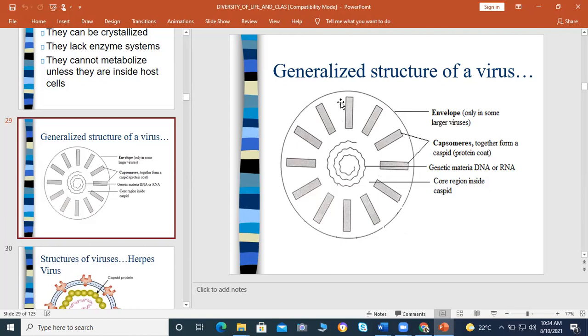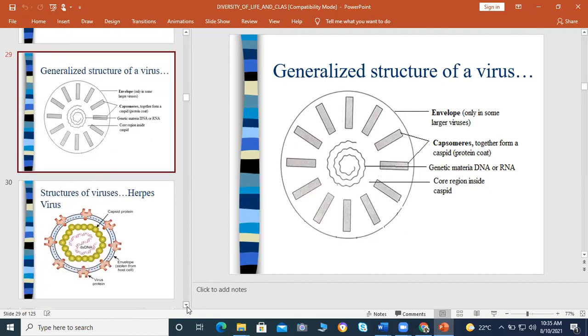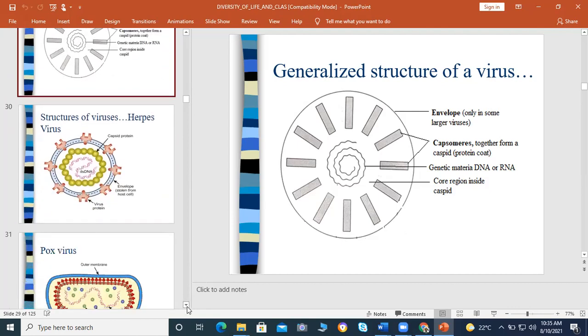So it has a simple outer layer called an envelope, and then it has a capsomere, which is a protein coat. Sometimes they collectively form the capsid. And then we have the genetic material, which is either DNA or RNA. That is the generalized structure of a virus. But we are going to look at specific viruses, some few examples, and then we can continue.